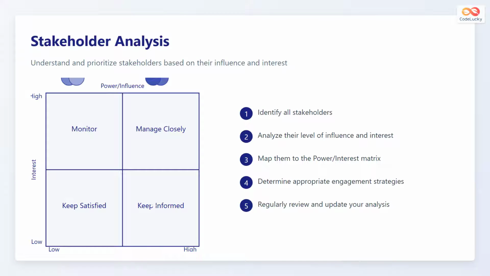Stakeholder analysis involves understanding and prioritizing stakeholders based on their influence and interest. It is a crucial step to tailoring your engagement strategies effectively. The process includes these 5 key steps. Step 1. Identify all stakeholders involved in your project or initiative. Step 2. Analyze their level of influence and interest. Step 3. Map them to the power or interest matrix. Step 4. Determine appropriate engagement strategies for each stakeholder group. Step 5. Regularly review and update your analysis as the project evolves.